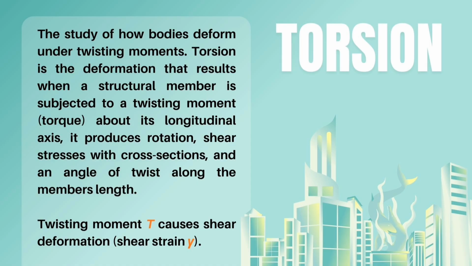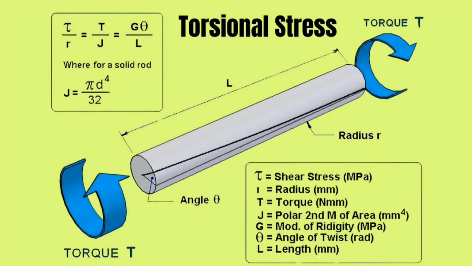Twisting moment T causes shear deformation, shear strain γ. Here's a picture of a torsional stress. We can see that the polar moment of inertia J for a solid rod is given: J is equal to pi d raised to 4 over 32.